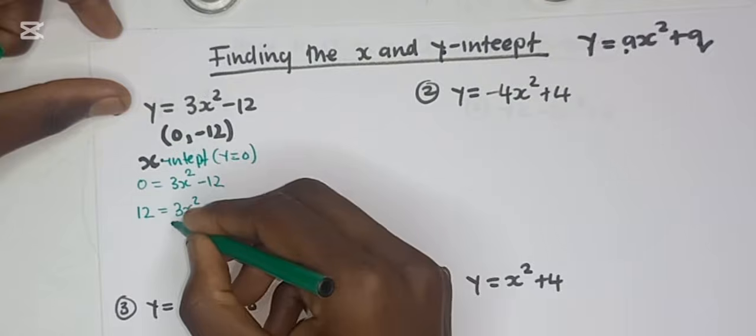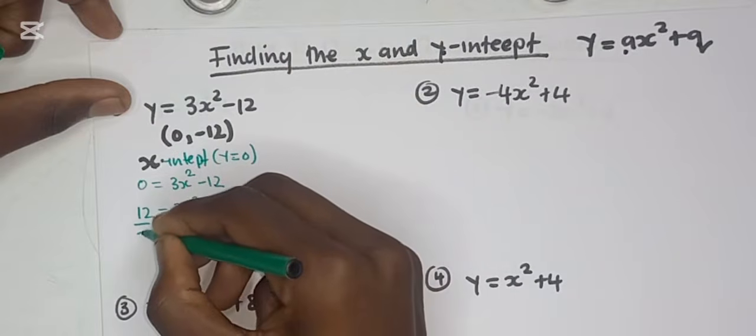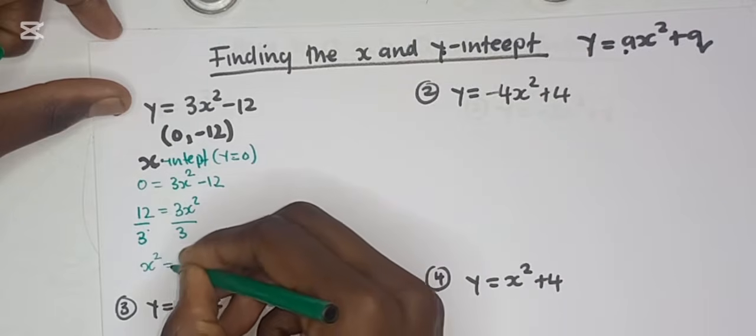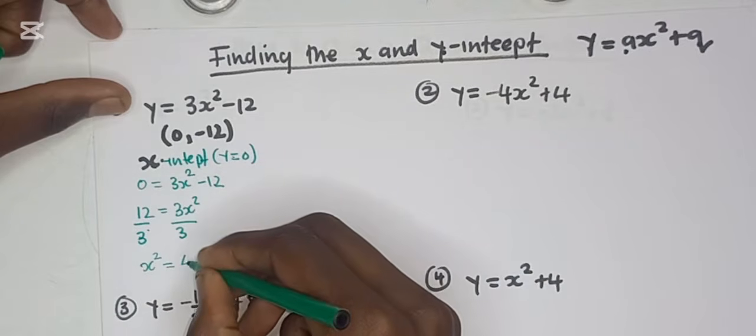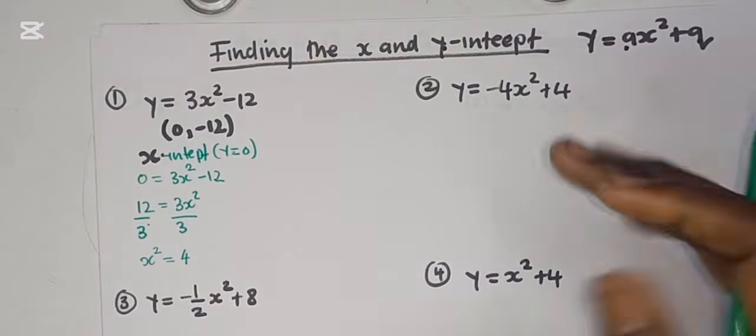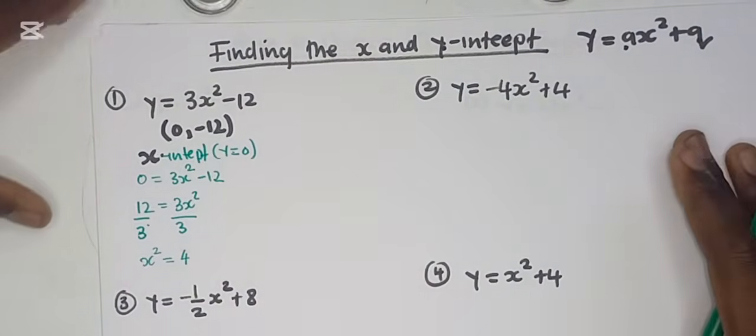From here, I'm going to divide both sides by 3. And then our x² is going to be equal to what? 12 divided by 3 gives you 4. Perfect.